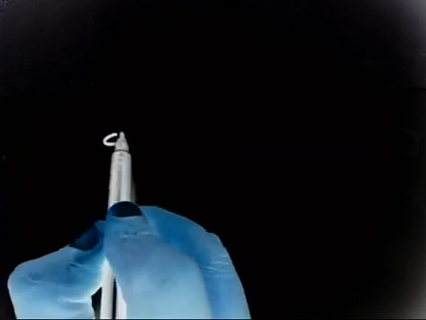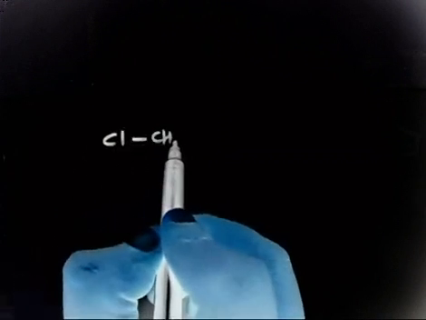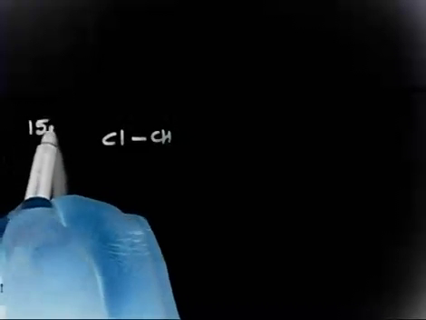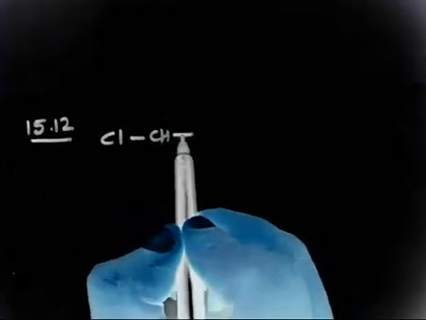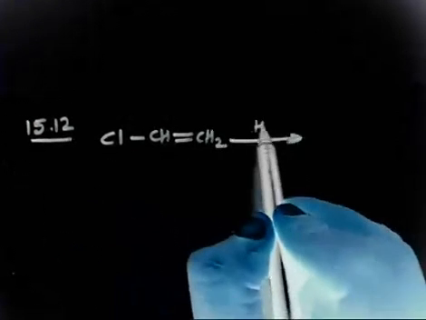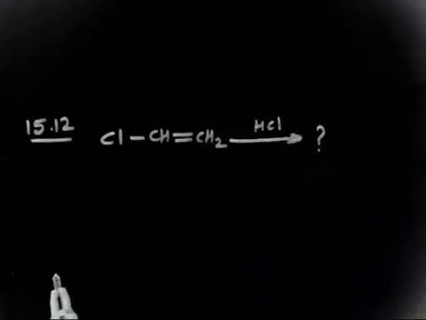Okay, let us discuss the next problem. So this problem says chloroethane, ClCH=CH2. So this is problem number 15.12. If I treat this compound with HCl, what will be the product? That is the one issue.